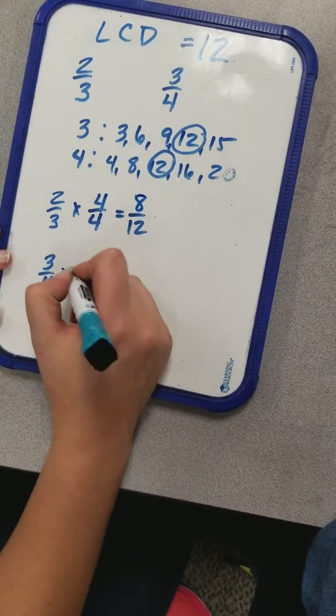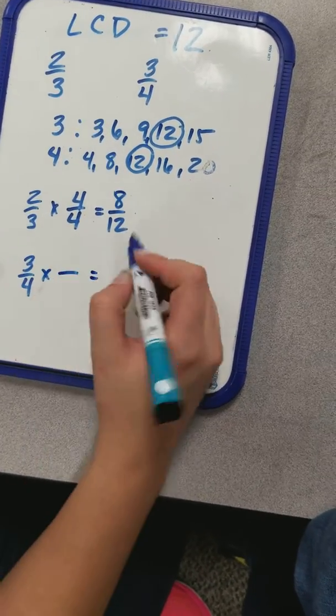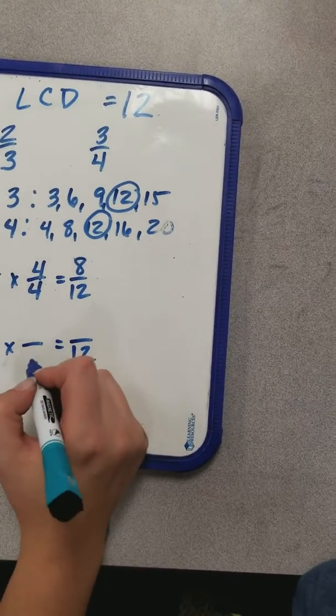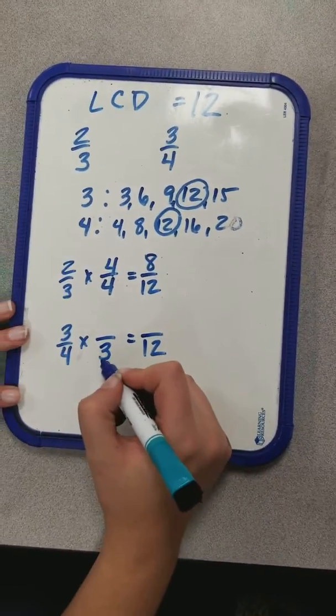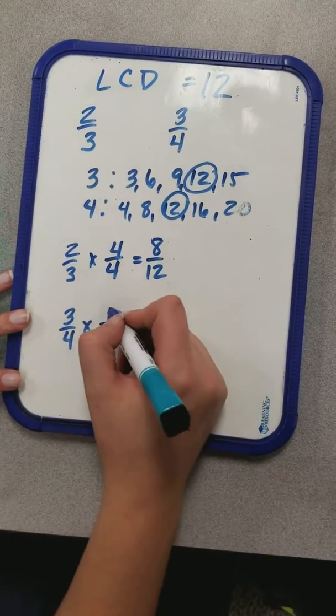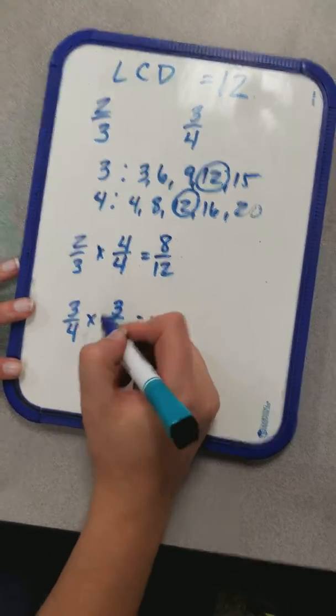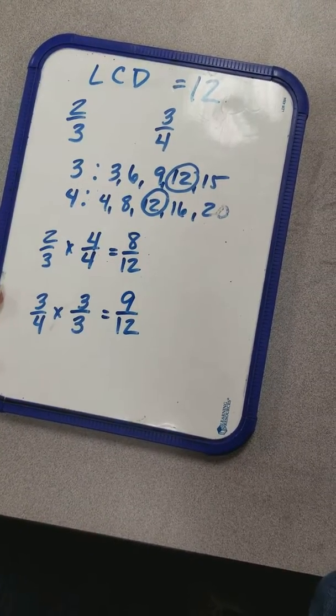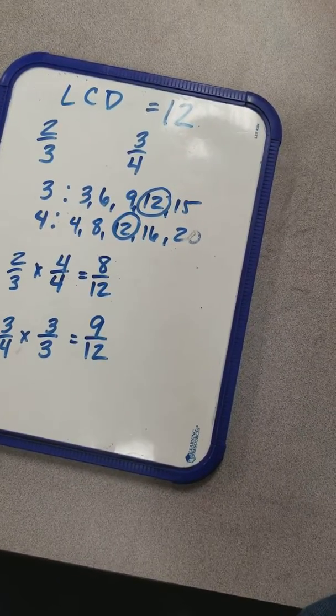And then I'm going to look at my 3/4, and I'm going to say 4 times what equals 12? Well, for this instance, it's 4 times 3. And again, I have to be fair. I did 3 here, I must do 3 here. 3 times 3 equals 9. And now you can add, subtract, or compare your fractions. The end.